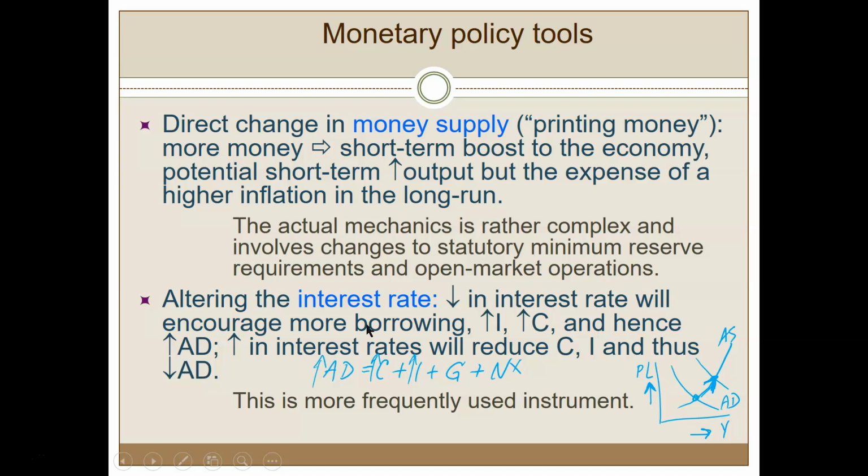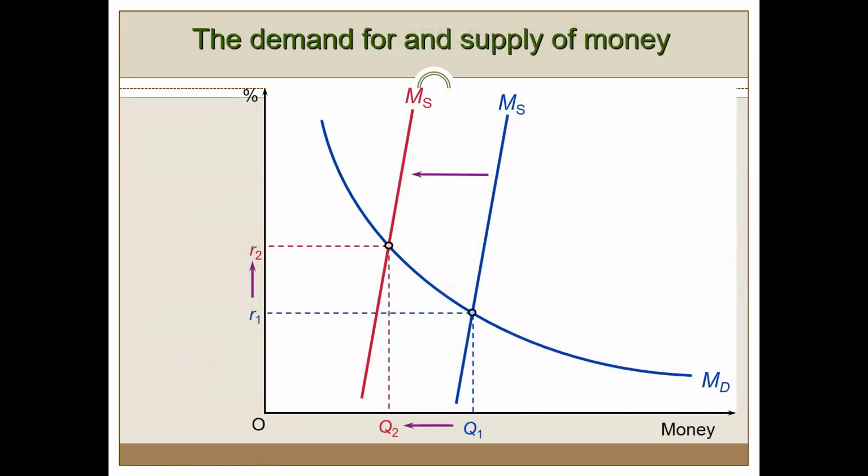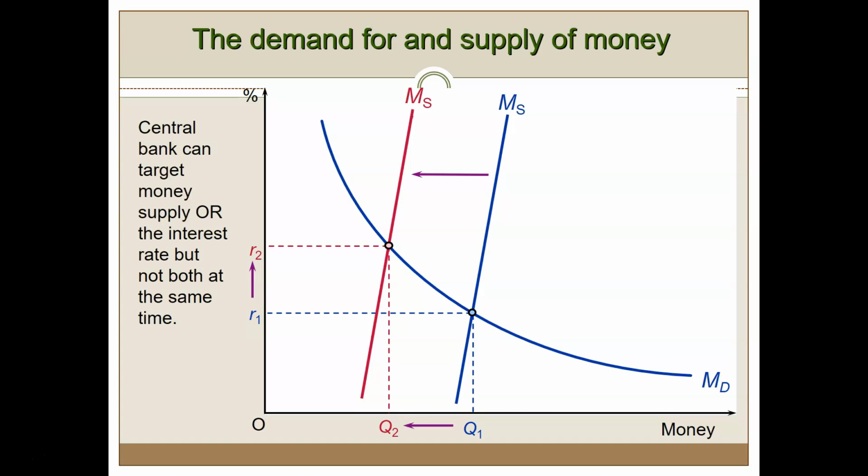Changes in interest rates is a very frequently used instrument. What you also might need to know is that it is impossible to adjust or to control both money supply and interest rates at the same time. Central bank can usually target one of these tools. Let's have a look at this diagram.